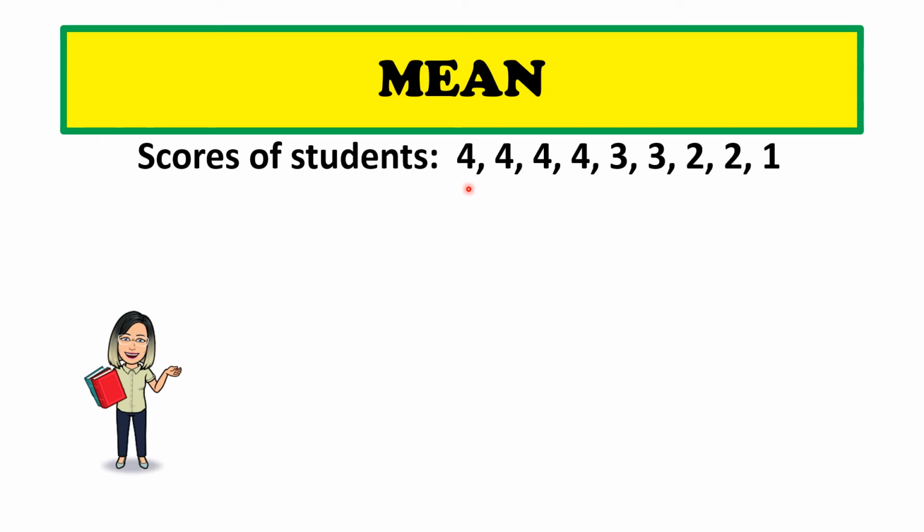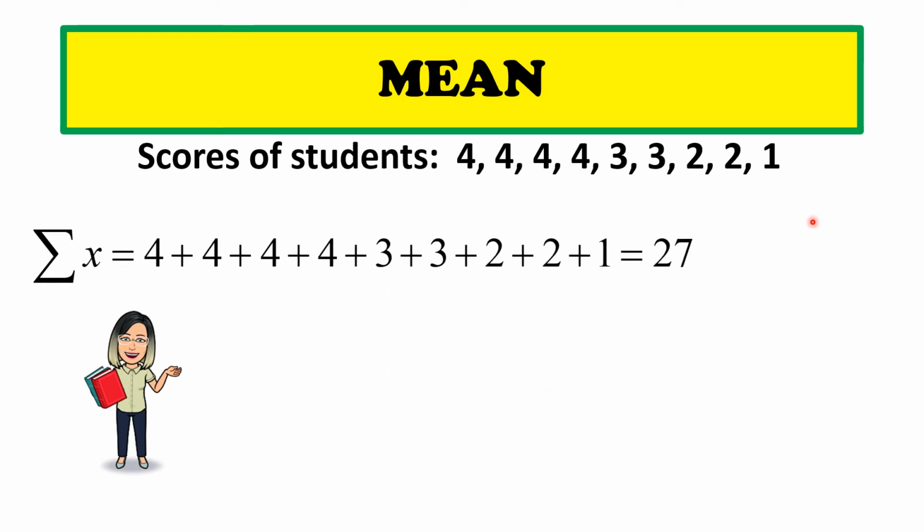Scores of students: 4, 4, 4, 4, 3, 3, 2, 2, 1. So we need to find summation of x, and summation of x is 27. What is n? N is 9. We write the formula. The formula is summation of x over n. And what is summation of x? Summation of x is 27.